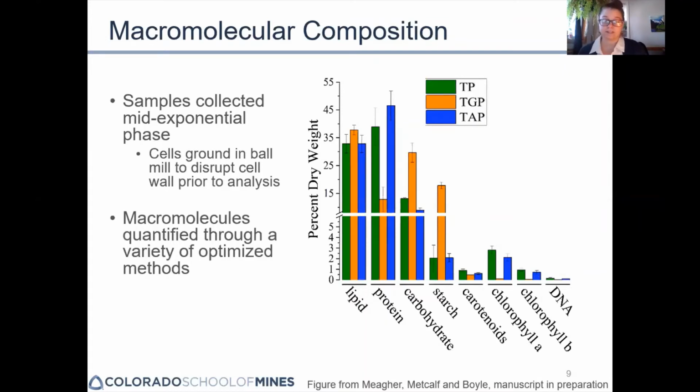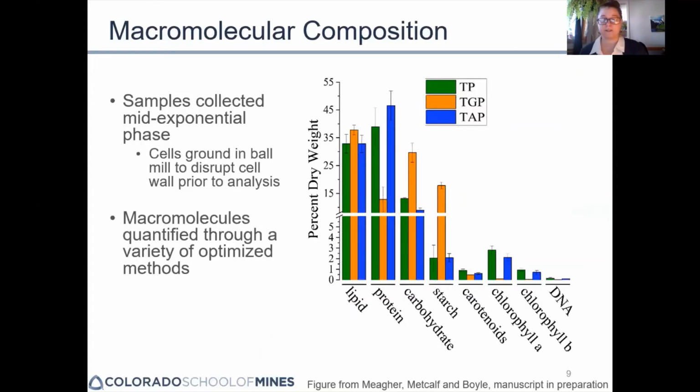The results of this analysis are shown in the figure here, where TP represents autotrophic growth, TAP represents mixotrophic growth on acetate, and TGP represents heterotrophic growth on glucose. Mixotrophic growth on acetate and autotrophic growth both have highly similar biomass compositions, as might be expected from observed similarities in their physical appearances and growth characteristics. The heterotrophic cells, however, show noticeably higher lipid and starch contents, while the protein and chlorophyll content is lower.